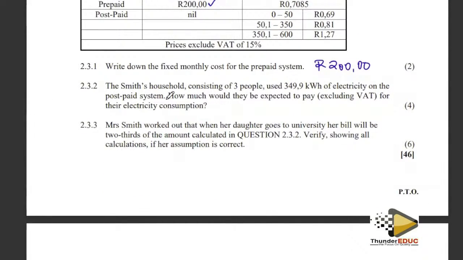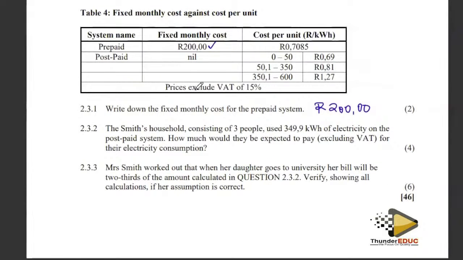The Smith's household, consisting of 3 people, used 349.9 kilowatt hours of electricity on a postpaid. How much would they be expected to pay, excluding VAT, for their electricity consumption? Remember, they are saying prices all exclude what? But now, these people used 349.9 units.